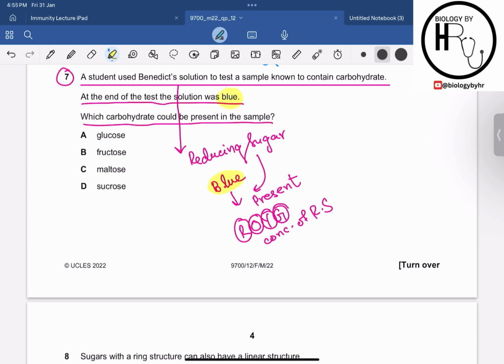So we can clearly conclude that there was no reducing sugar present in the sample, which means that we have to look at the options and search for the non-reducing sugar. And here I can see a non-reducing sugar, which is known as sucrose. We know that sucrose is a non-reducing sugar, so hence the answer to question number 7 is option D.